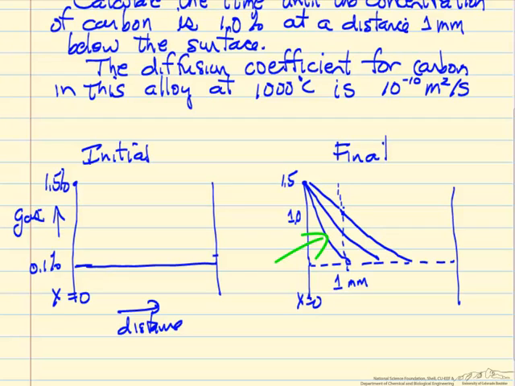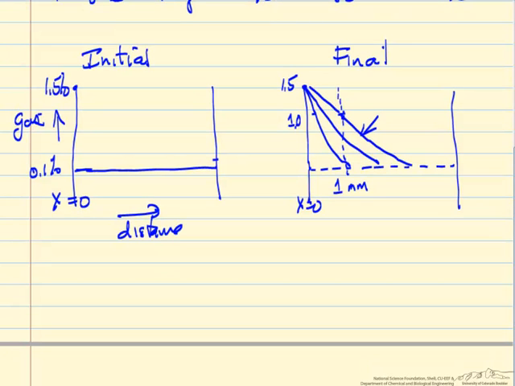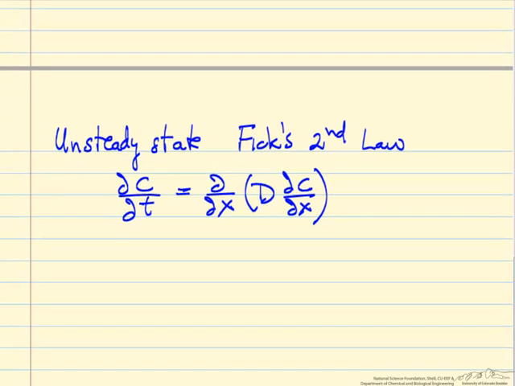So this is a short time, and this is a longer time. This is the time we're interested in, where 1 millimeter in, the concentration is now 1%. So we want to calculate the time to get to this concentration profile. In this system, we have two independent variables, the distance and the time, and the concentration is our third variable. This system is modeled by Fick's second law, an unsteady-state equation, namely things are changing with time.